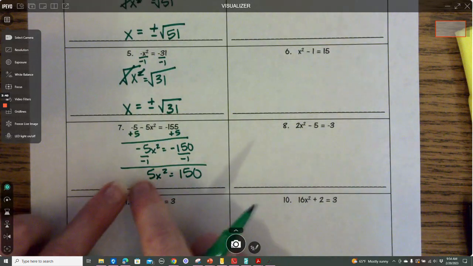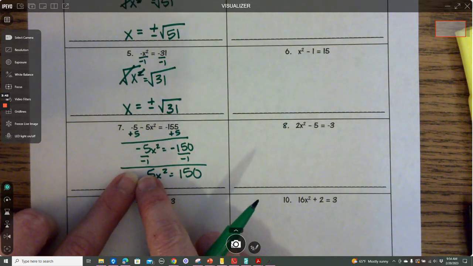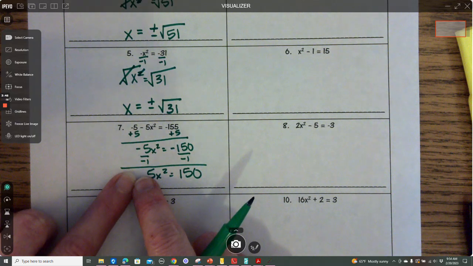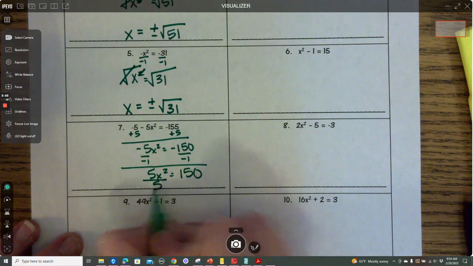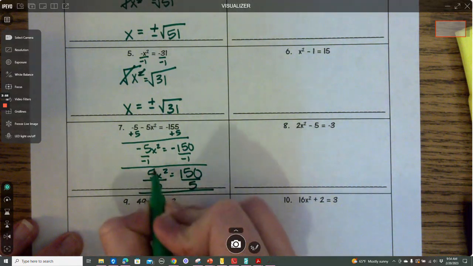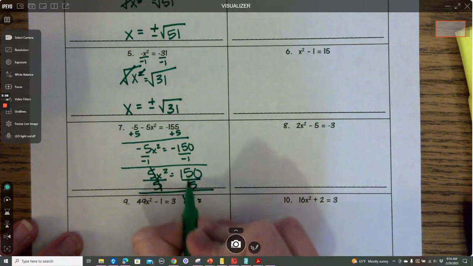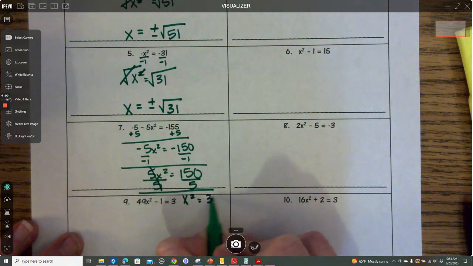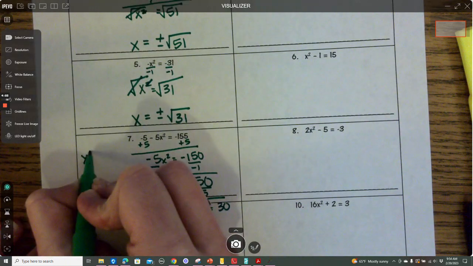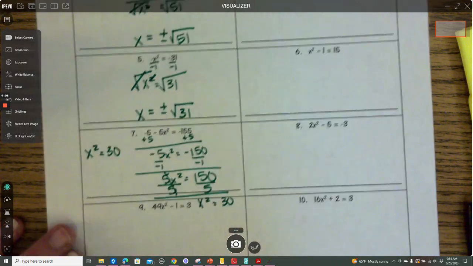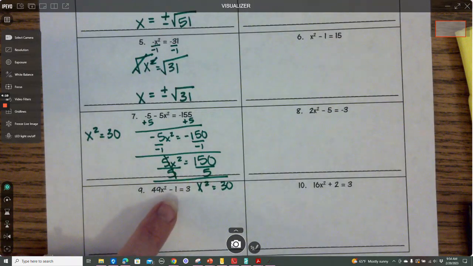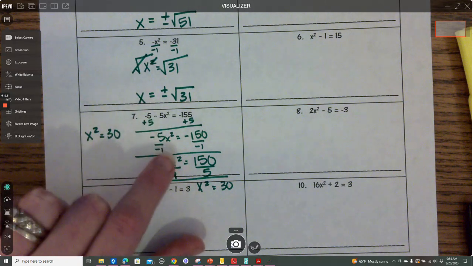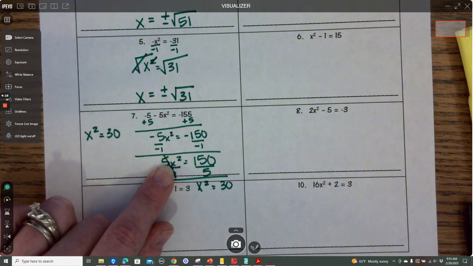Then we want just an x squared. So how do I get that 5 away from that? Not subtract it. Divide it because they're smushed together. So this would cancel and give me x squared. 150 divided by 5 is going to give me a 30. I'm going to leave that for you to solve from that point. That's where you have to go from there. So that's if 5 is not a perfect square.